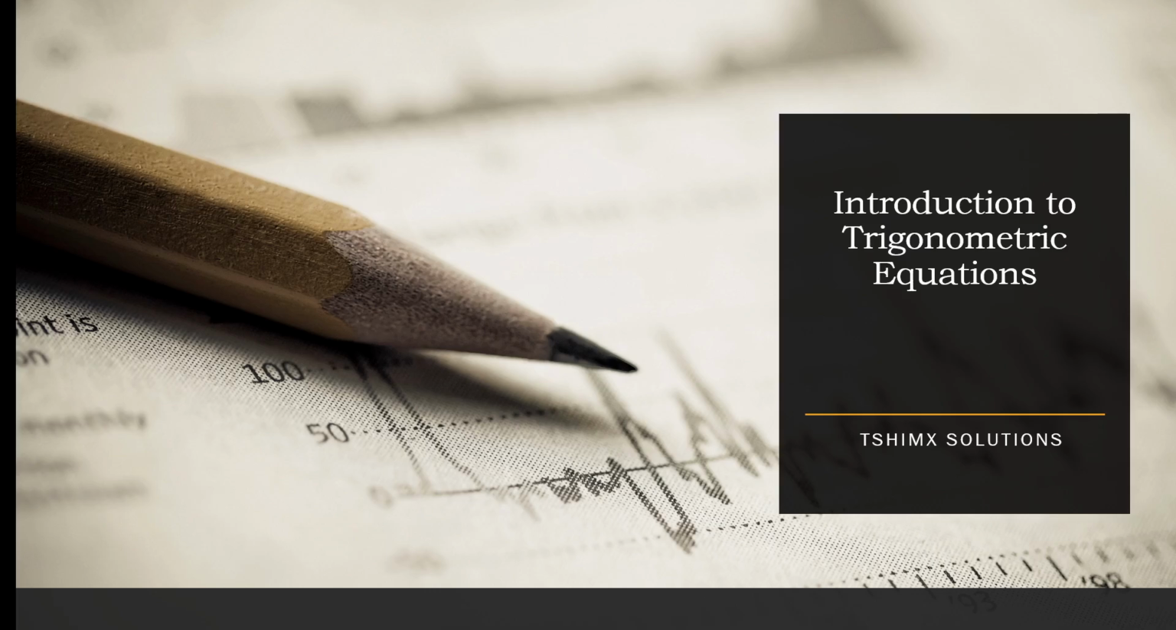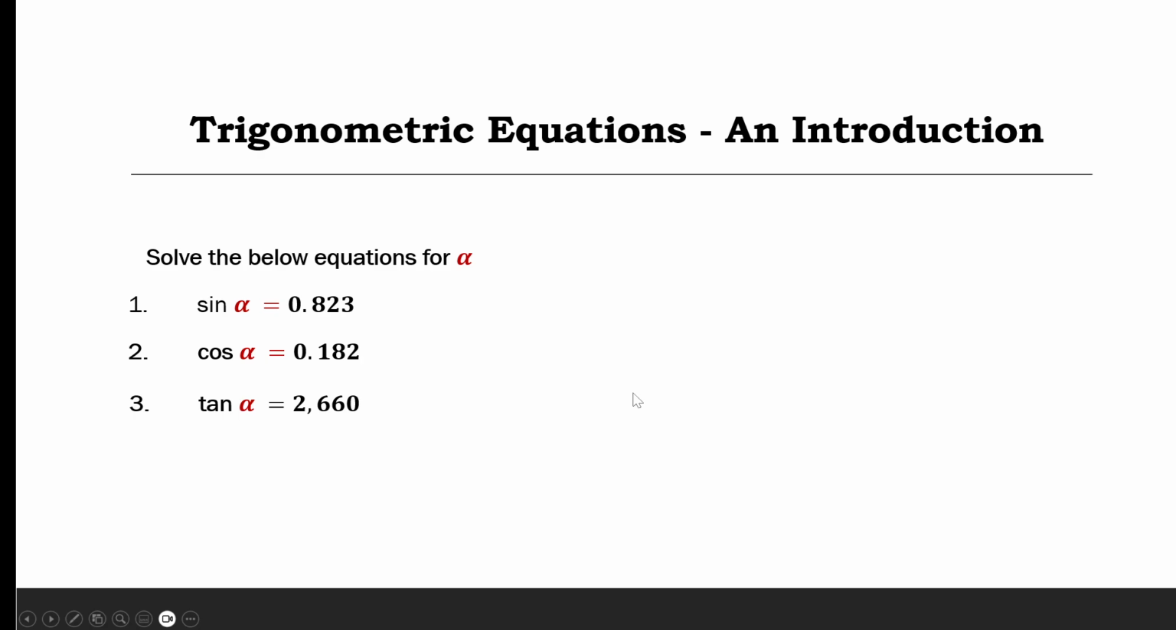In this lesson, we will focus on an introduction to trigonometric equations. We will look at three examples. The first one is sin alpha equals 0,823. The second one is cos alpha equals 0,182. The third one is tan alpha equals 2,660.